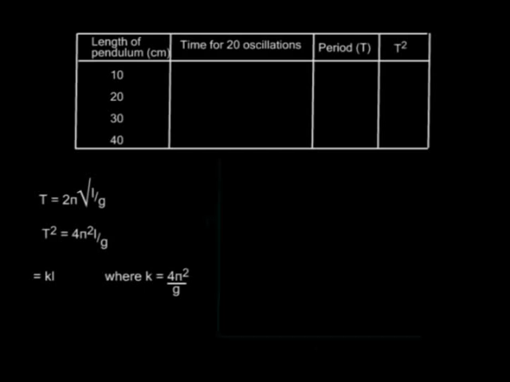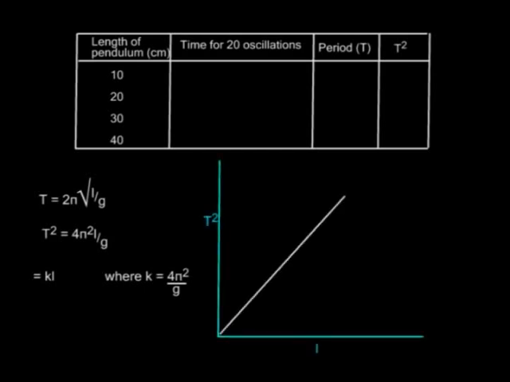Thus, a graph of t squared against L is a straight line whose gradient is equal to 4 pi squared over g. Hence, g is equal to 4 pi squared over gradient. Find the slope of your graph and use it to calculate g.